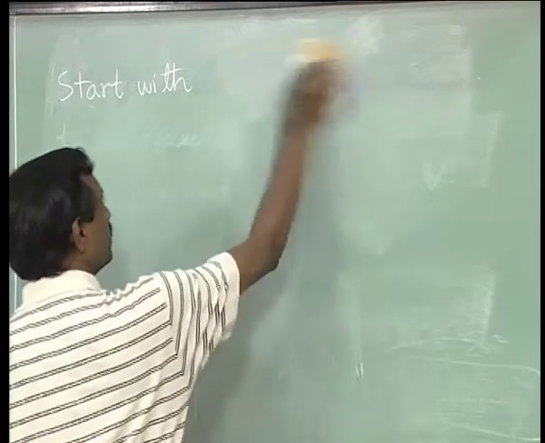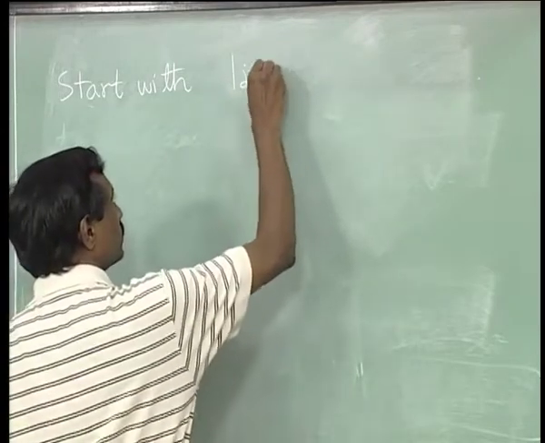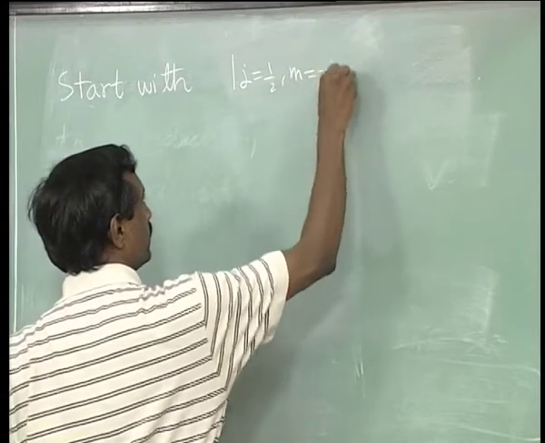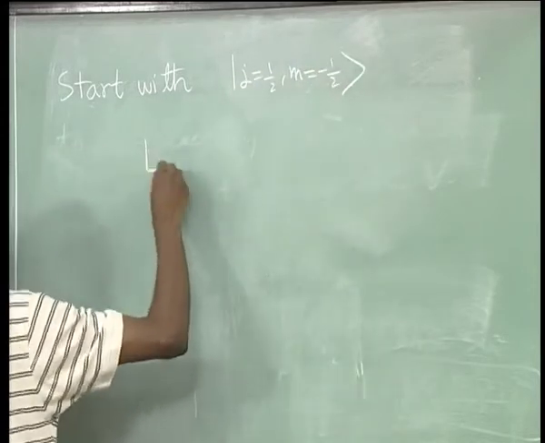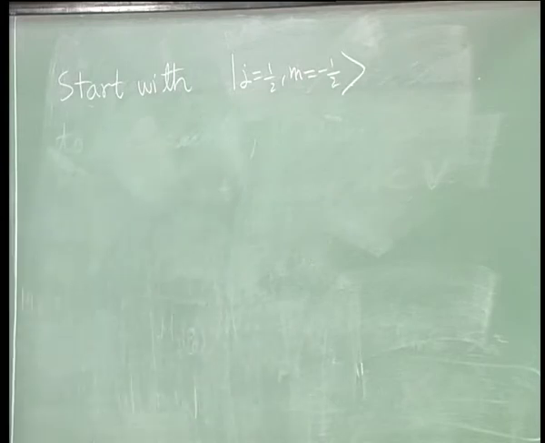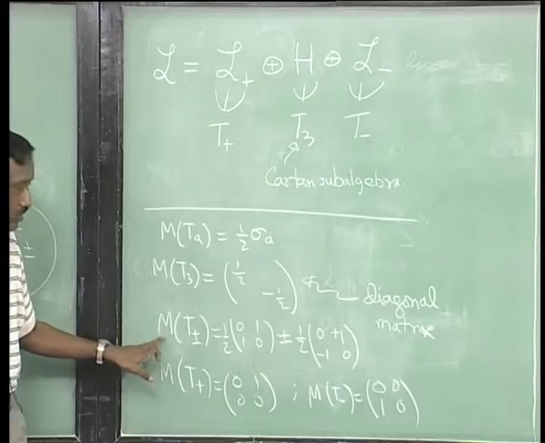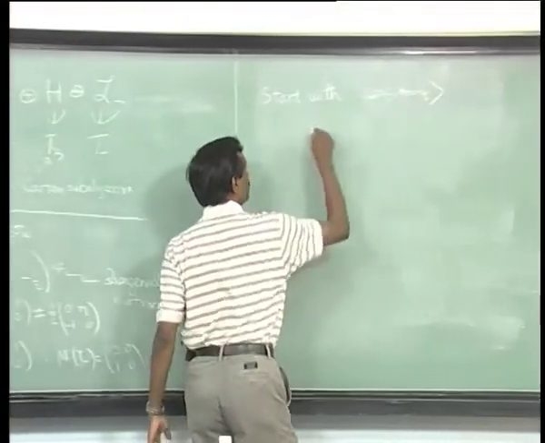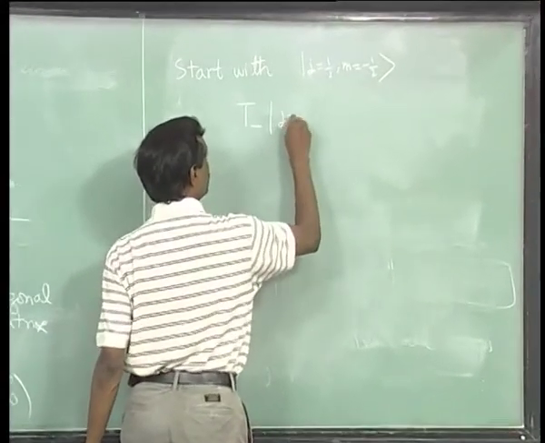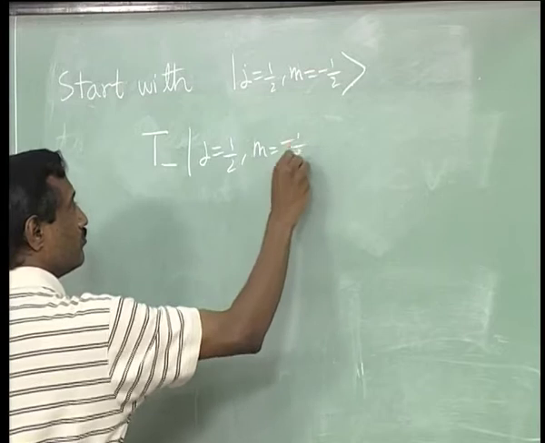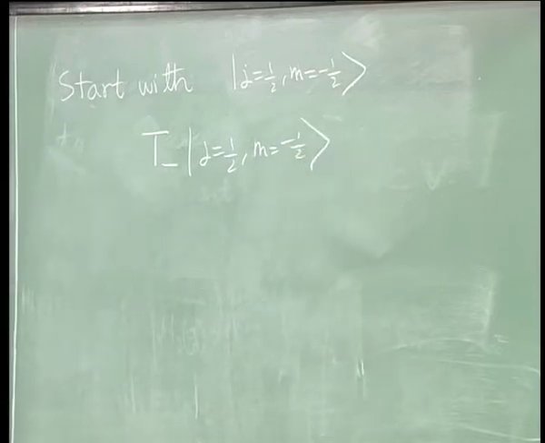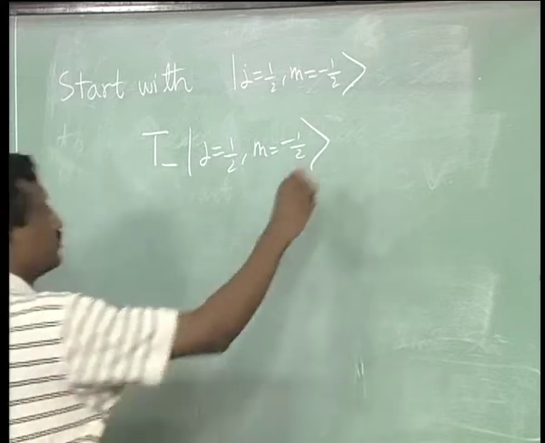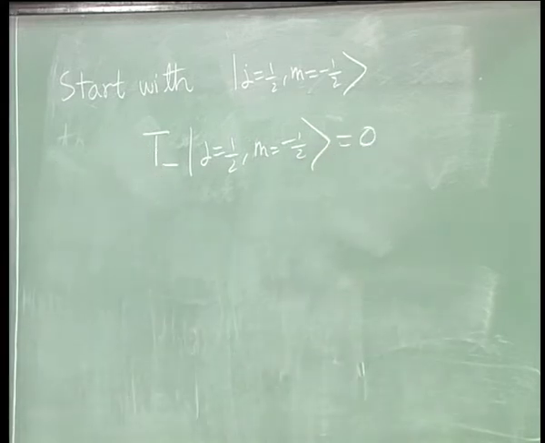And just for completeness I will just write this. This is the j equal to half, m equal to minus half state. And what is the property of this? If I try to lower it further, so for the rest of this I will just use t plus for m of t plus. Okay. So, what we know is that if we try to lower it further, what happens? It is 0. Okay. So, we start with some guy which is such that t minus on that is 0.